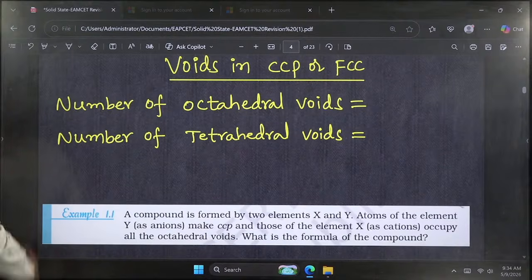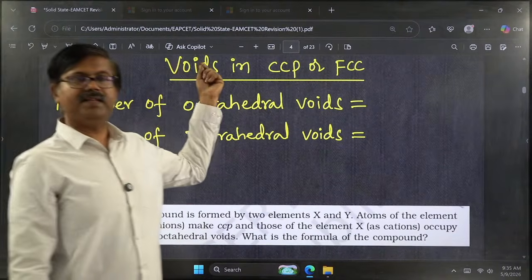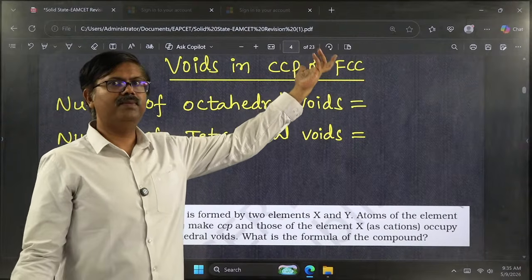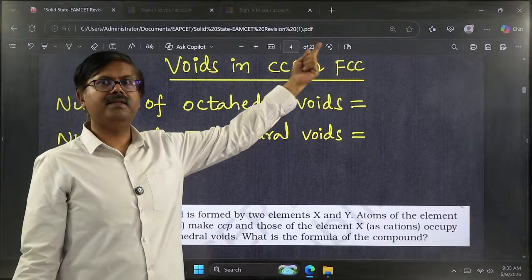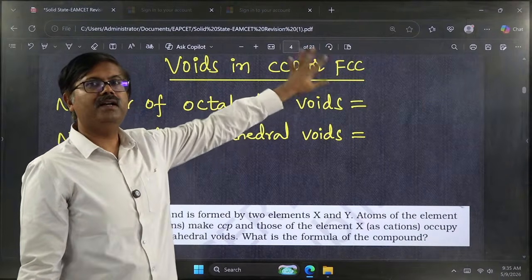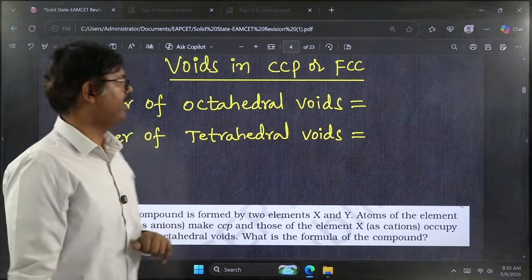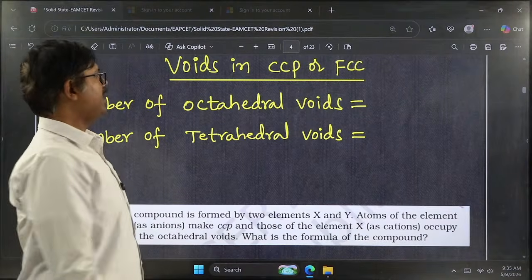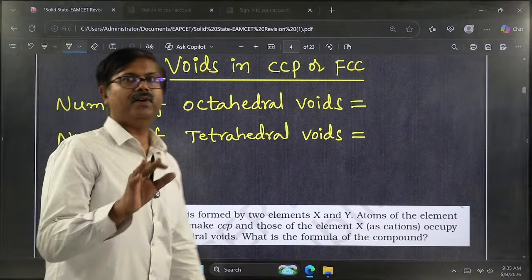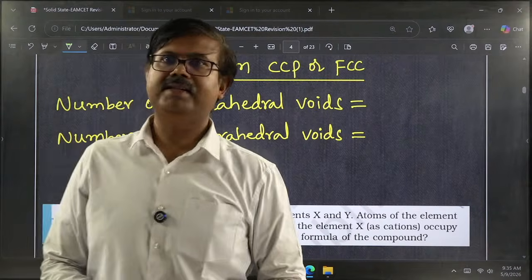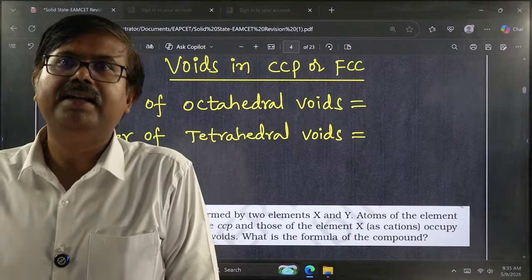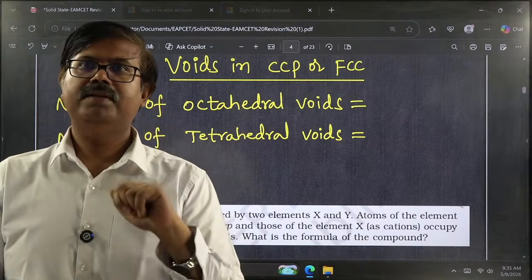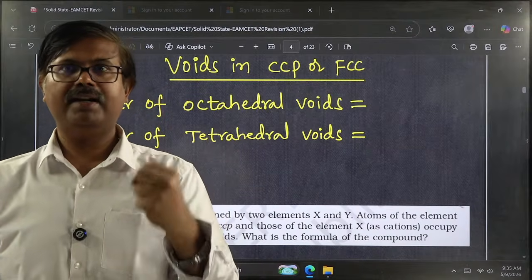Next, voids. Voids means empty spaces. Empty spaces in CCP, I already mentioned CCP or FCC both mean the same. Cubic closed packing is same as face centered cubic. In that, voids you need to be aware of. There are 2 types of voids in this FCC or CCP, that is octahedral and tetrahedral voids. Depending upon the shape of the void, there are 2 types.